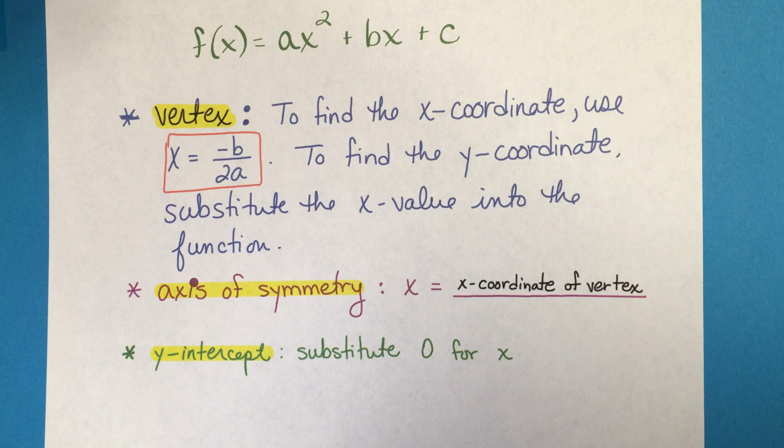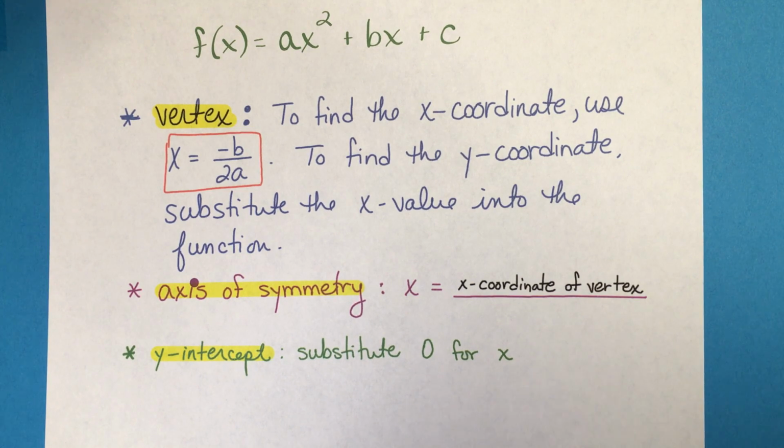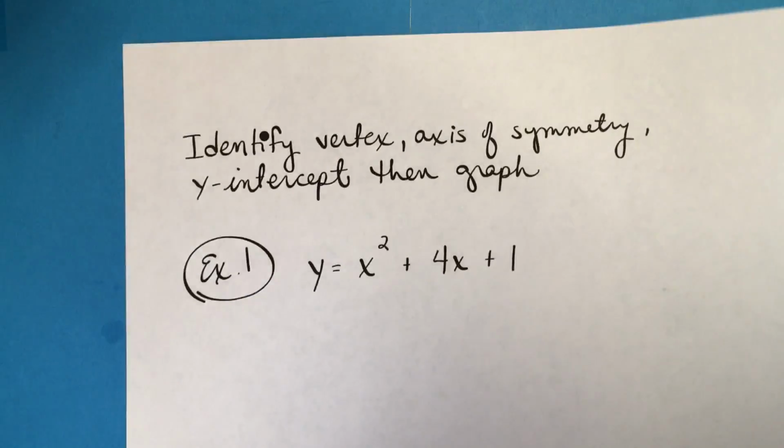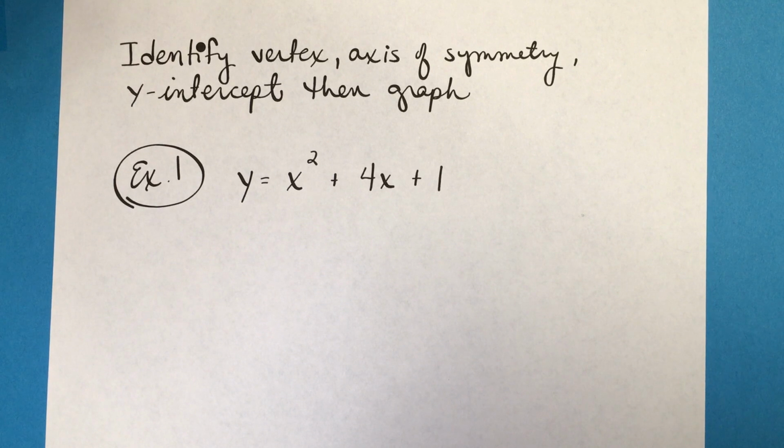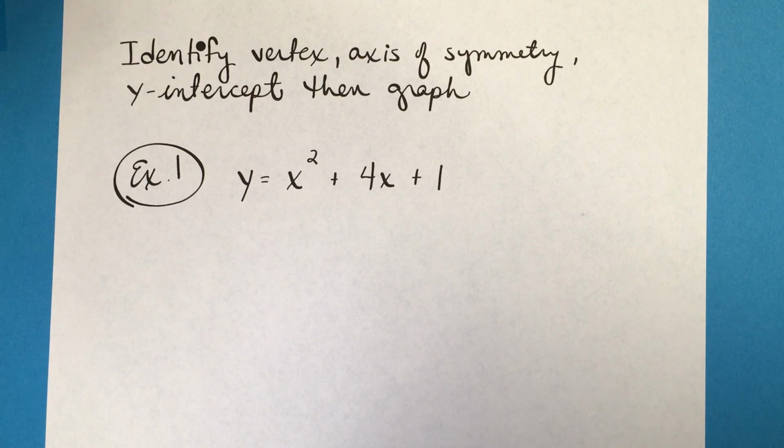We are this time going to find another piece of information, our y-intercept, and you find a y-intercept the same way here as you do with any other type of function: you can substitute 0 into your function for x and work it out, and whatever value you come out with will be your y-intercept. So this will be the information that we're going to find for each of these. I have them all listed here in the instructions. Identify the vertex, the axis of symmetry, the y-intercept, and then we're going to use that information to graph it.